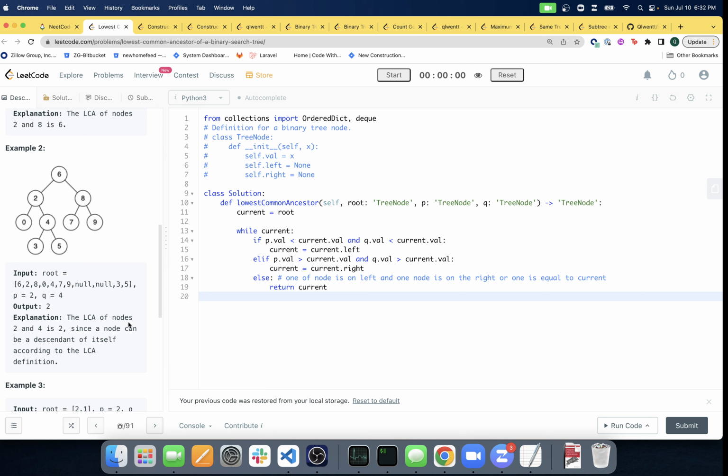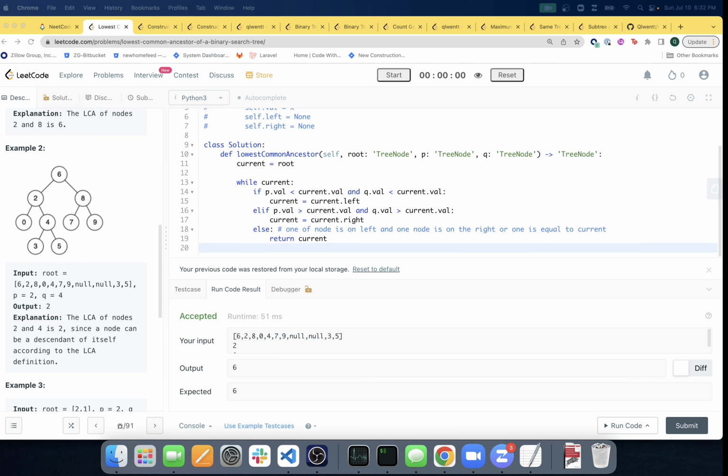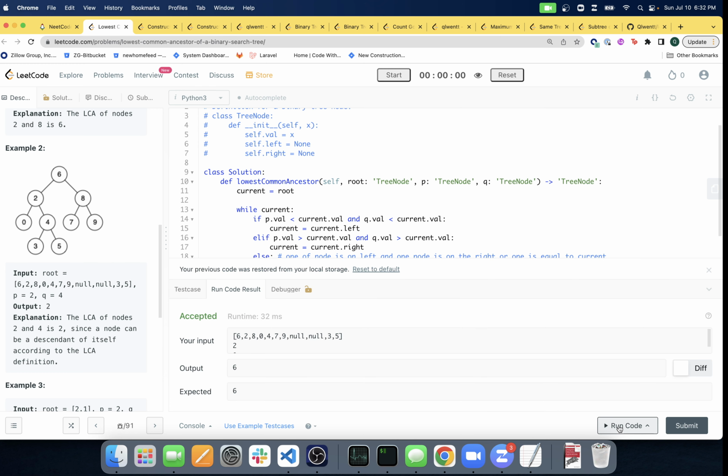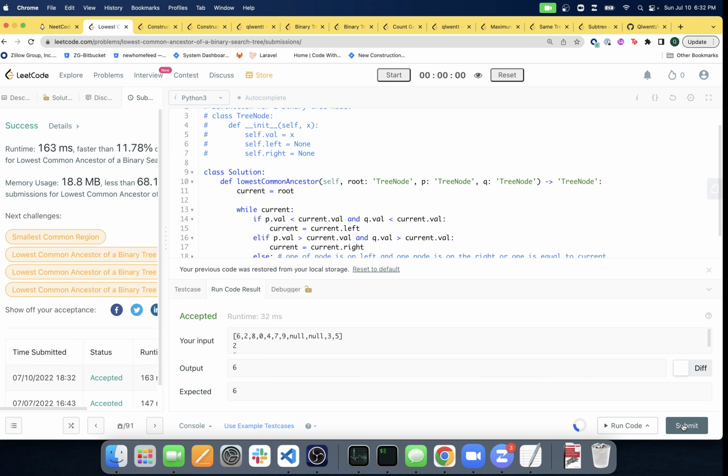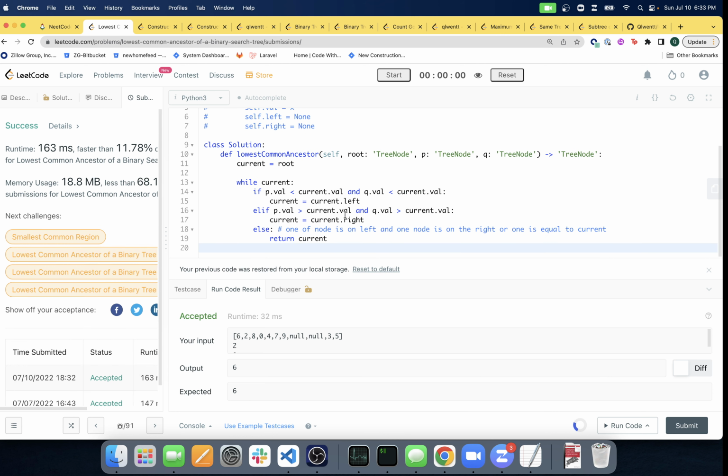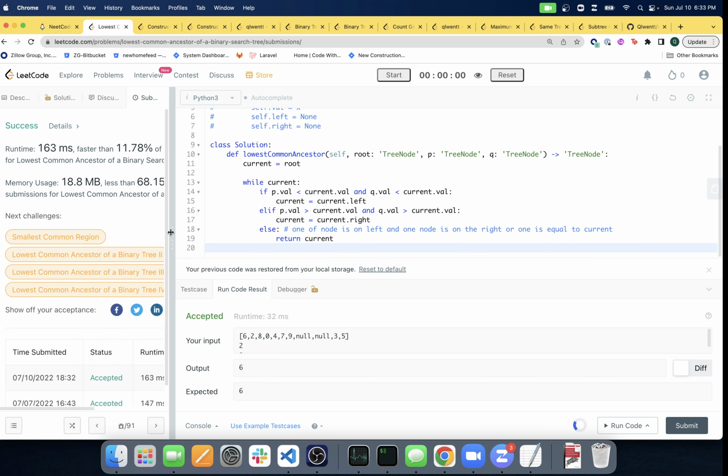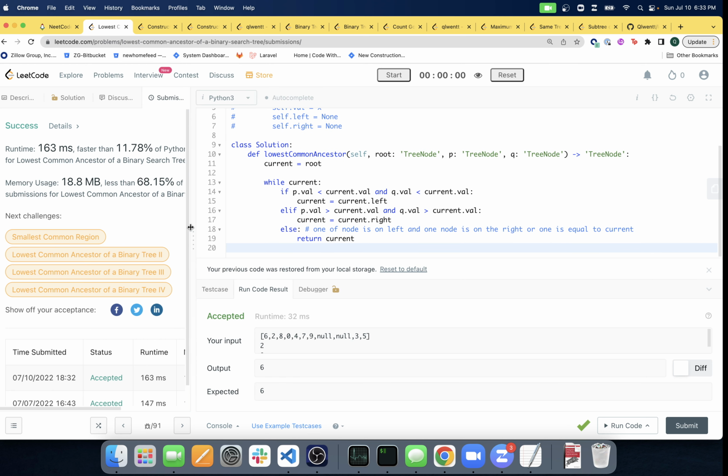So that's the way you code this up. Let's run this, and we're getting the right answer, and let's submit, and it was accepted. So that is how you find the lowest common ancestor of a binary search tree using the properties of a binary search tree.